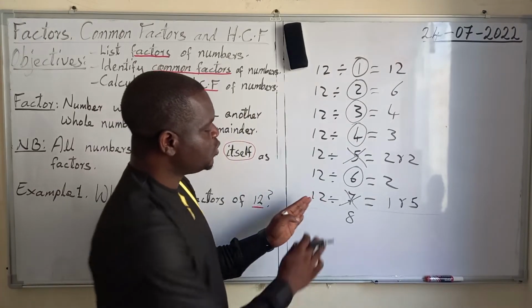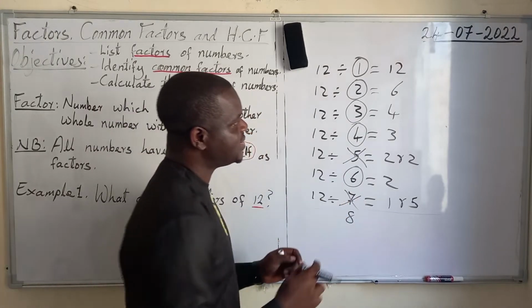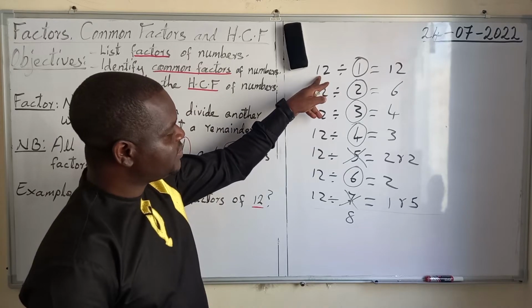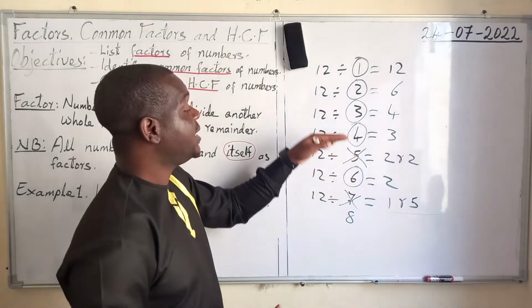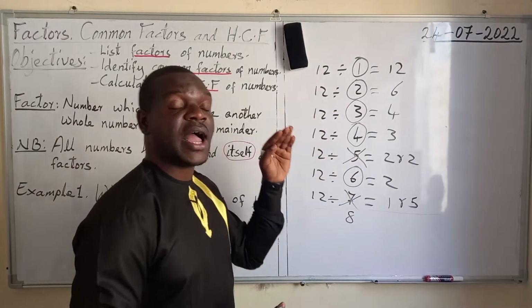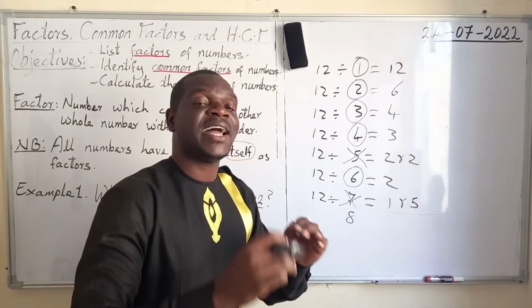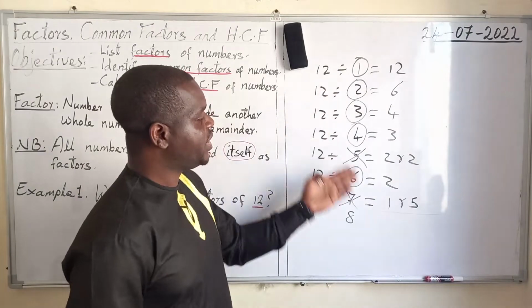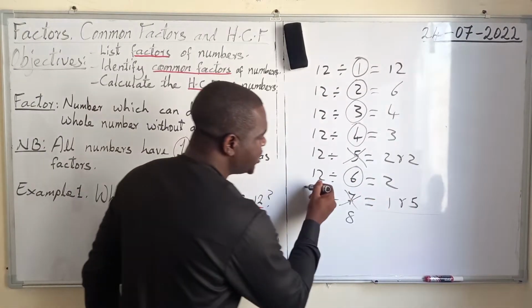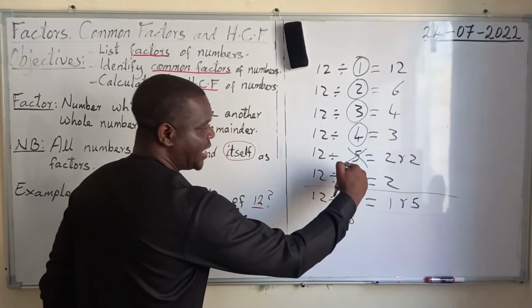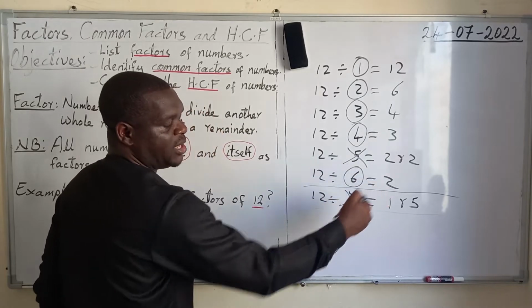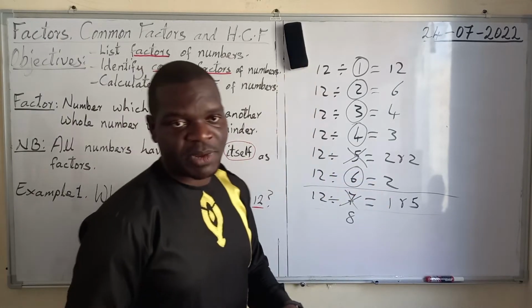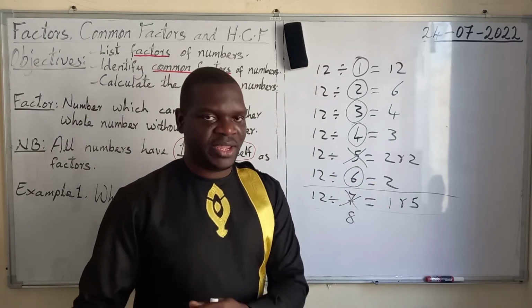Why did I say we should end at the level of 6? Half of 12 is 6, and any number that falls after 6 or after half of a given number will divide with a remainder. So there is no need to try finding numbers that are above half of a number that can divide that number because it will come with a remainder.